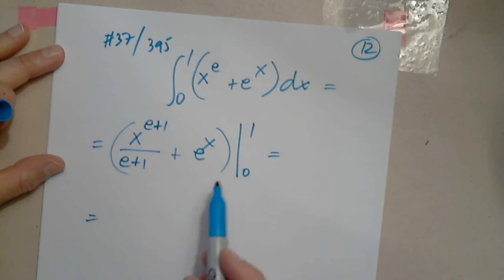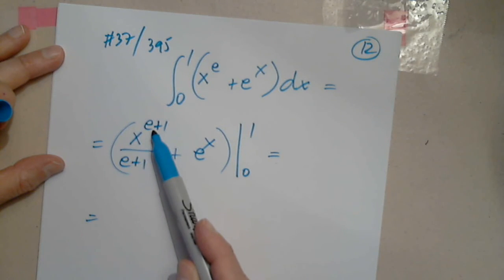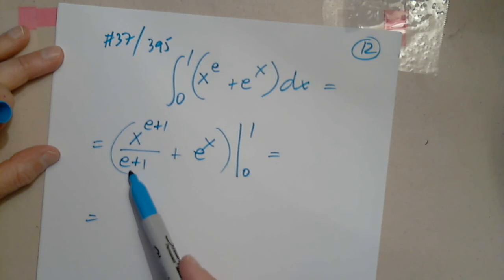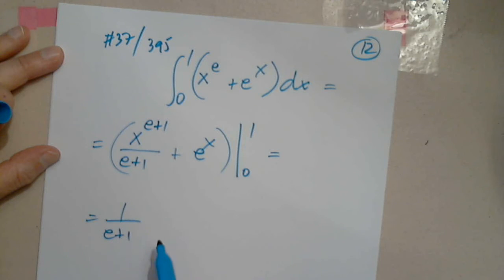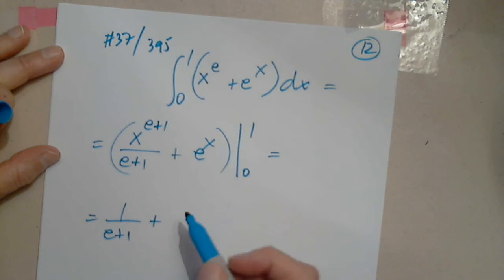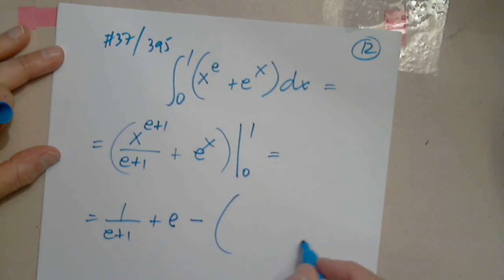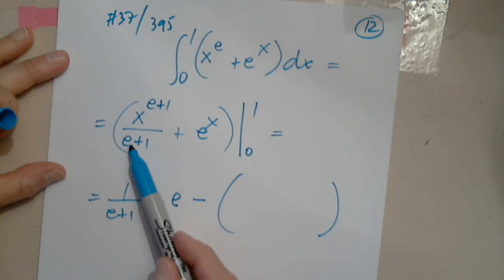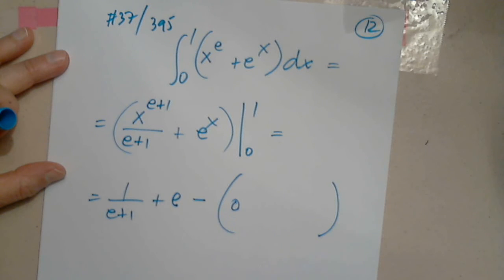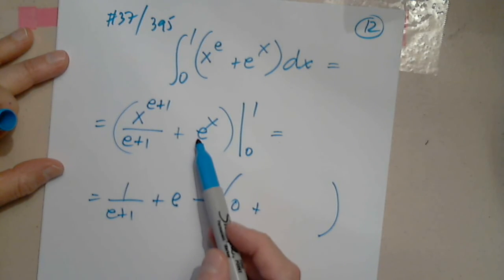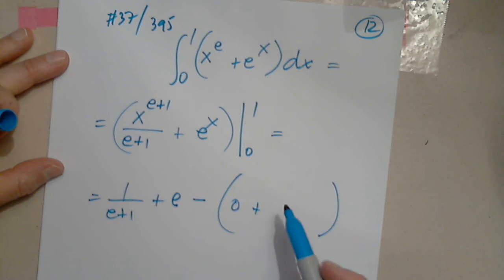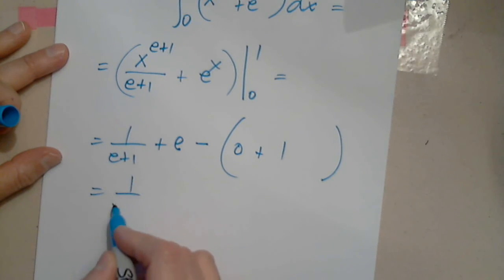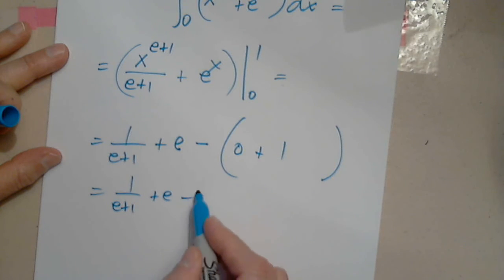So now when I plug in 1, I get 1 raised to 3.7, still 1, over this. Plus, when I plug in 1, I get e. And now minus, when I plug in 0. 0 raised to this number is 0, over this is 0. So if you want, just write 0. And plus e to the 0 power, which is 1. So that's our final answer. We don't have to do anything else.